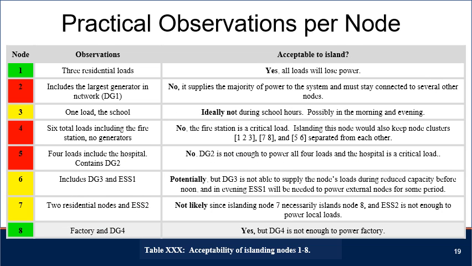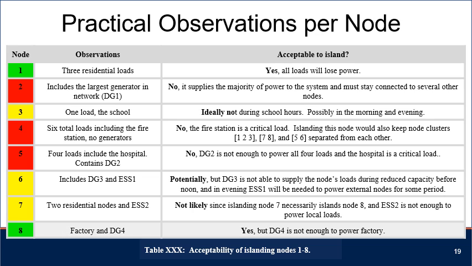Without yet using the weight costs, a visual inspection of figure 1 of the electrical network can provide some heuristics about which nodes are acceptable to island. So we have these 8 nodes. Node 1 has 3 residential loads. Yes, we could island these loads. They'll lose power, but there's nothing too critical here. Node 2, it has 2 loads that aren't highly critical.